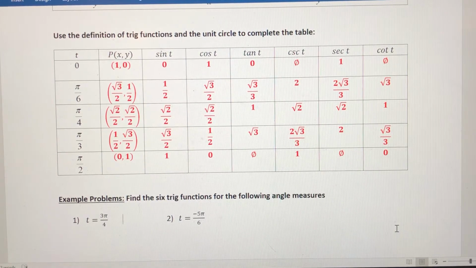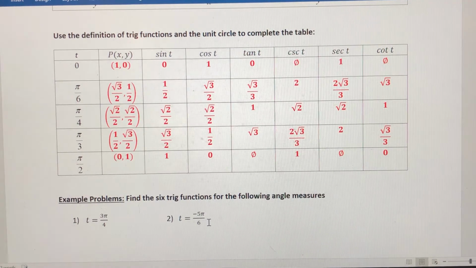Right, in this video, we're going to find the 6 trig functions for real numbers, okay? In this case, number 1, it's 3 pi over 4. And problem 2, it's negative 5 pi over 6, okay?